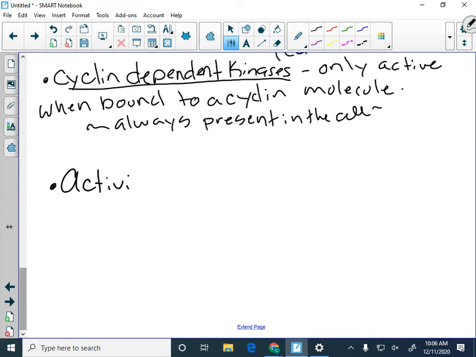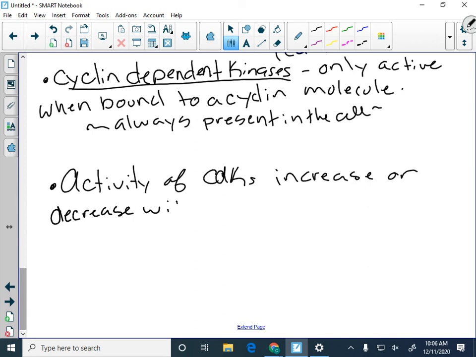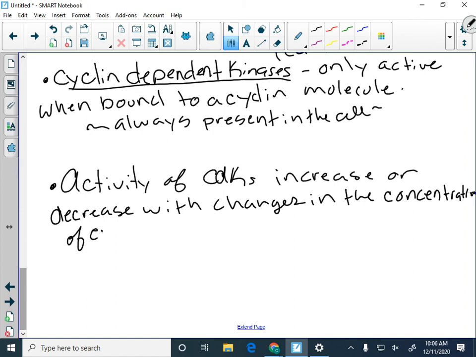Activity of our cyclin-dependent kinases increases or decreases with changes in the concentration of cyclin.